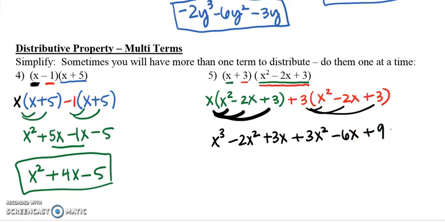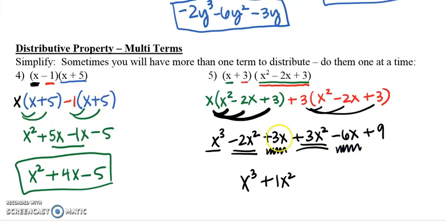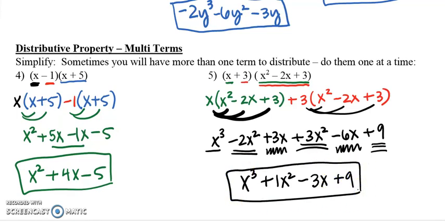Here we start to collect our like terms. So x cubed has no one. Poor little buddy. And then we have negative 2x squared plus 3x squared, which is going to give me a 1x squared. Now, do you have to write this 1 here in the front? No, you don't. So I'm just telling you now. Then we've got 3x's minus 6x's. 3 minus 6 is negative 3. And then this little 9 doesn't have anyone. Just floats on down. And there you have it.